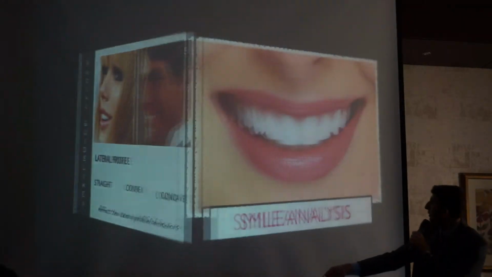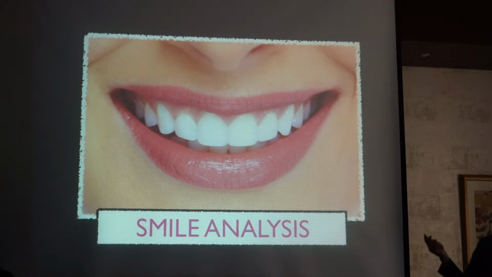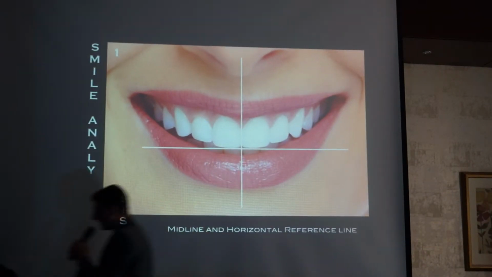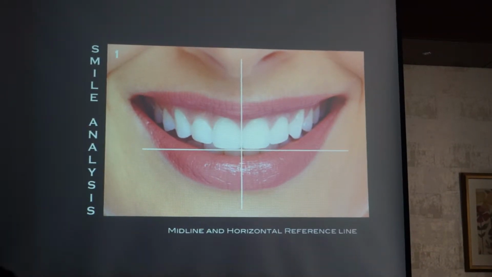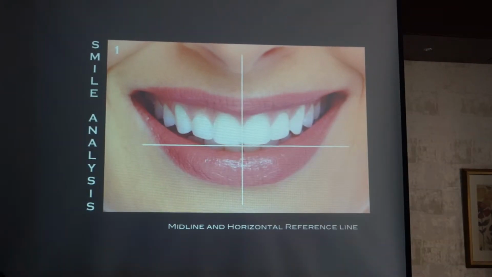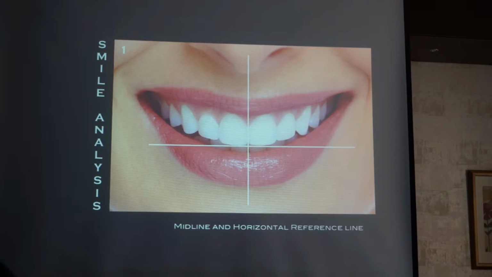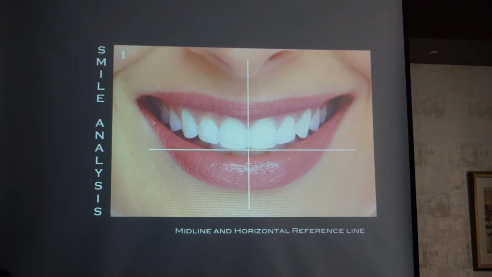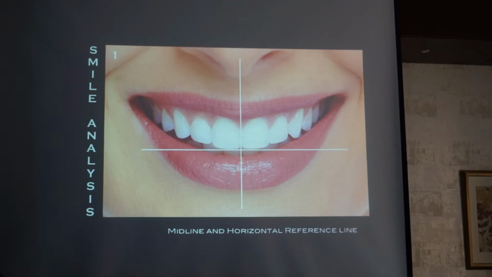For the smile analysis based on the smile photo, you still have a lot of things to design. You take the facial midline and the horizontal line from the facial photo, and you just apply them here because you will start from this point. You have now two lines, the facial midline and the horizontal line.